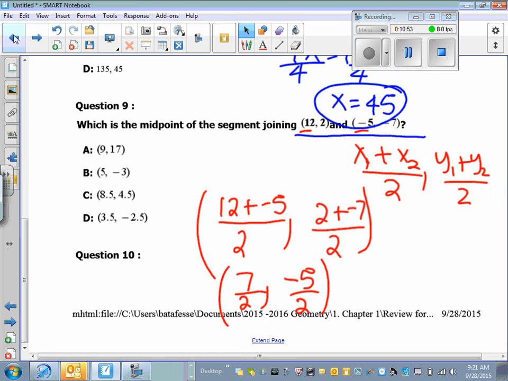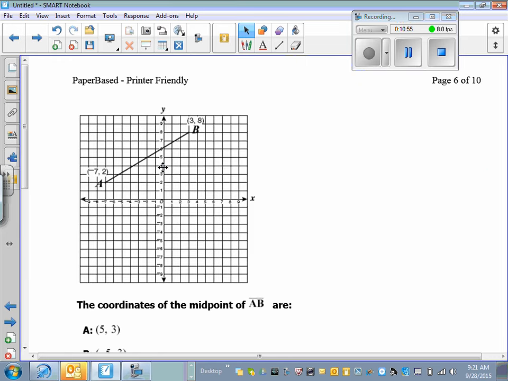So for this part, they just gave you the graph. But the good thing is they also put the coordinates here. So I have B, 3 and 8, and A is negative 7 and 2. So all I have to do is 3 plus negative 7 divided by 2, or vice versa.